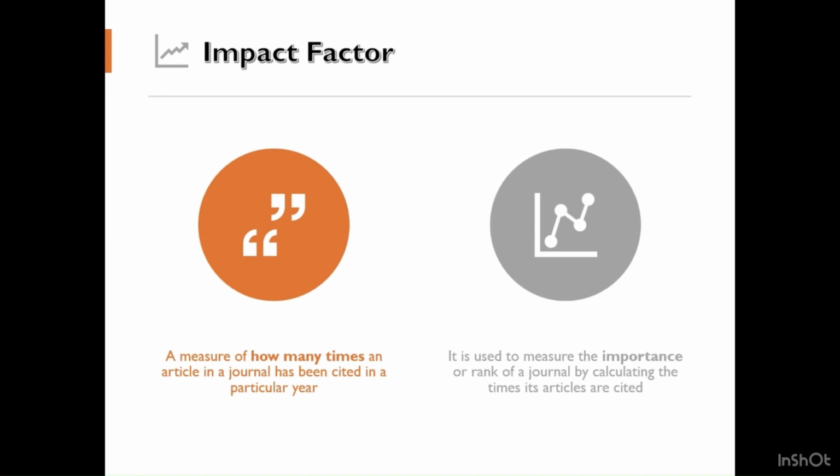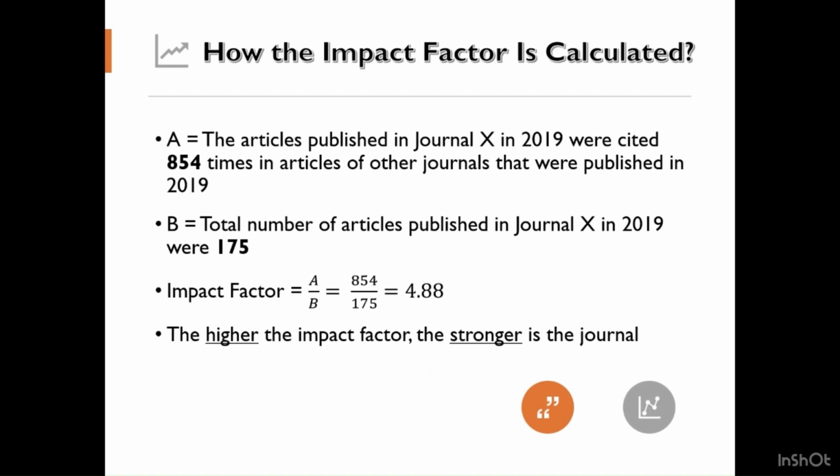So how is the impact factor calculated? As I mentioned, we have a certain number of articles that were published in Journal X, let's say in the year 2019, and these articles were cited 854 times. The total number of articles that were published in this journal in this year was 175. We're going to call the total number of citations of all the articles published in the journal A, and the total number of articles published B. We divide the number of citations by the number of articles published by this journal, and we get about 4.88.